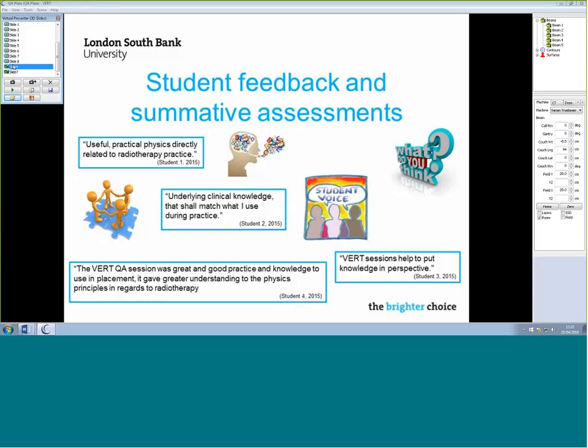In regards to our PG DIPs, so our first year pre-registration students, after the utilisation of VERT physics, their first-time pass rate increased to 100%. So absolutely brilliant results from that point of view. Hopefully they've got their summative assessments coming up in 3 or 4 weeks' time, so hopefully we will once again see these results being replicated.